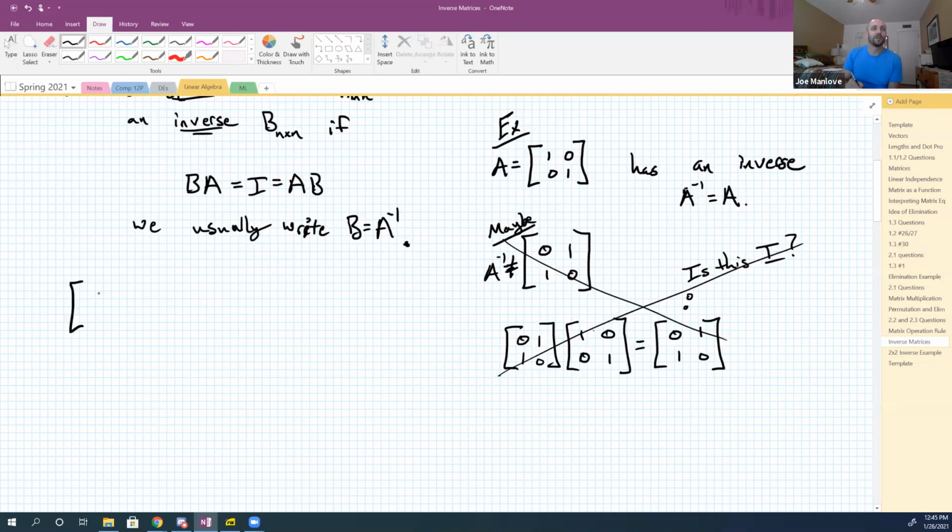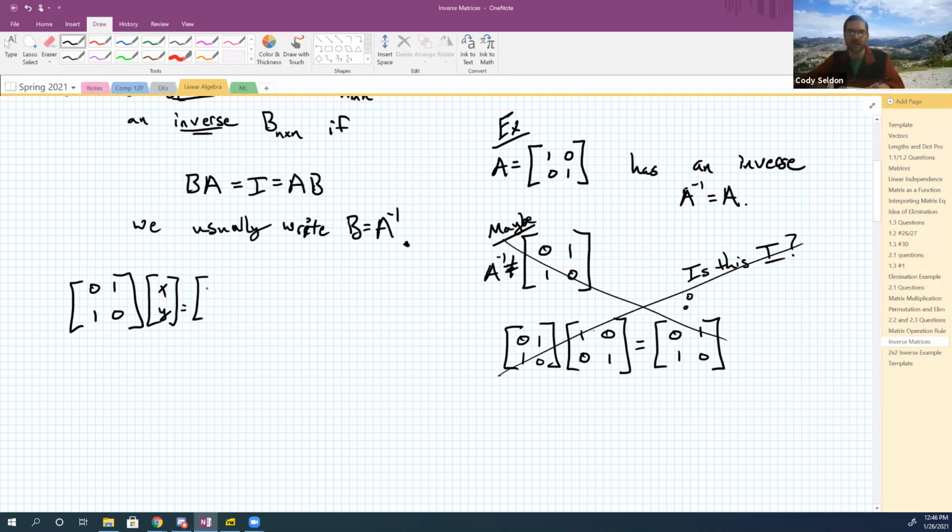Let me consider the matrix that Cody proposed, because actually that was my next example. Okay, so let's look at this one. What does this matrix do? If I multiply this by a vector xy, what do I get? yx. Good. Okay. So this thing seems to switch row 1 and row 2, right? This is a permutation matrix.